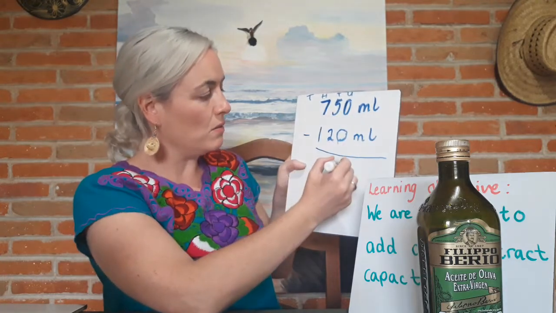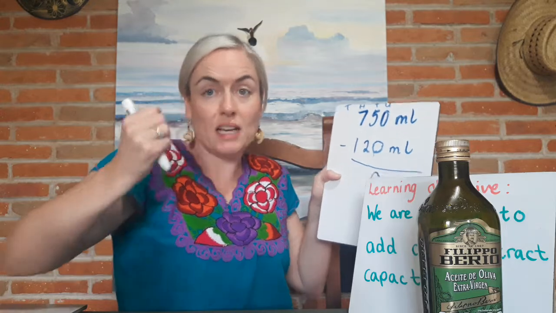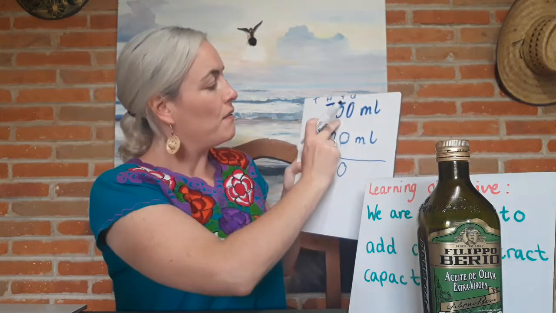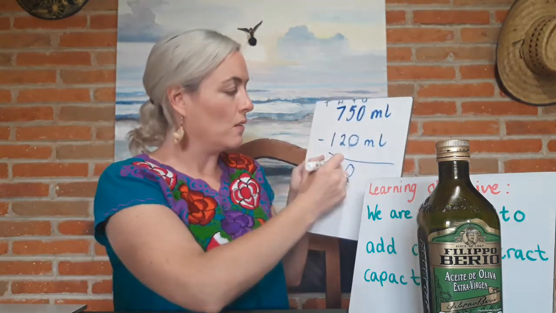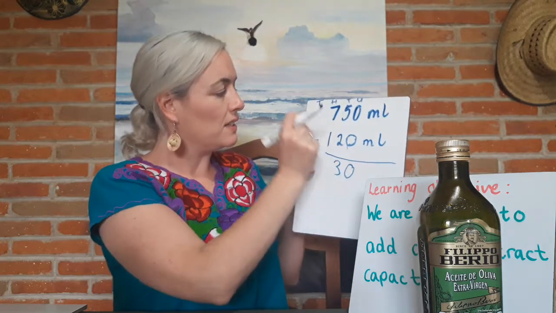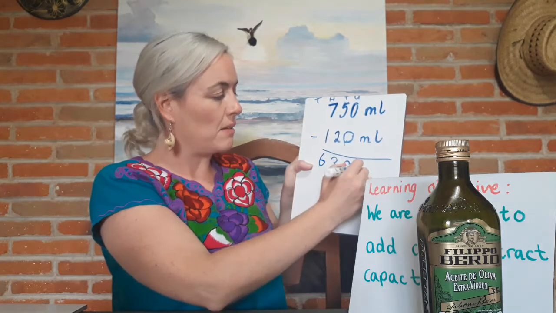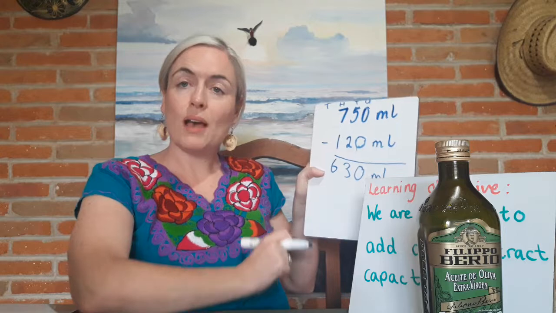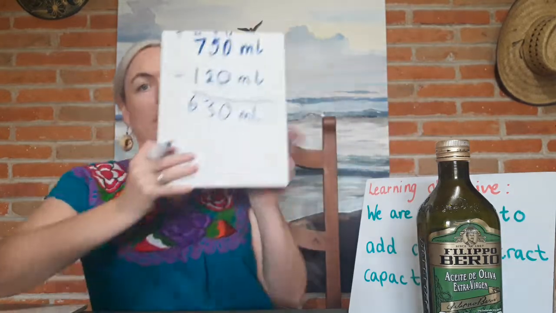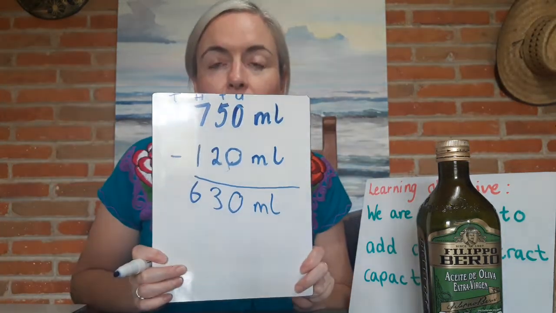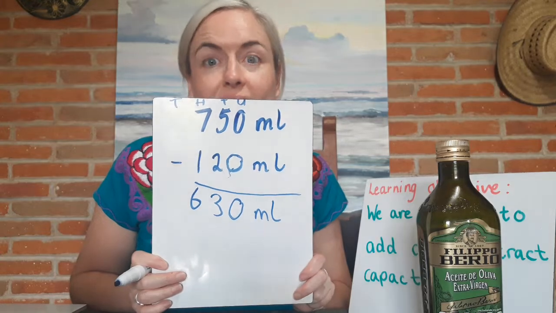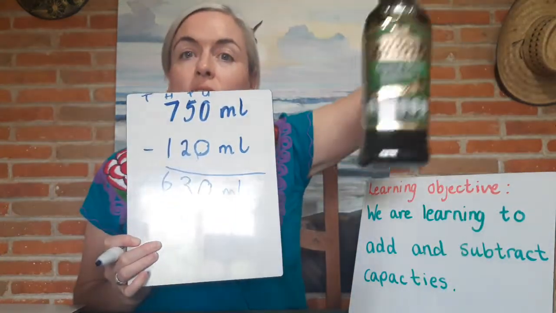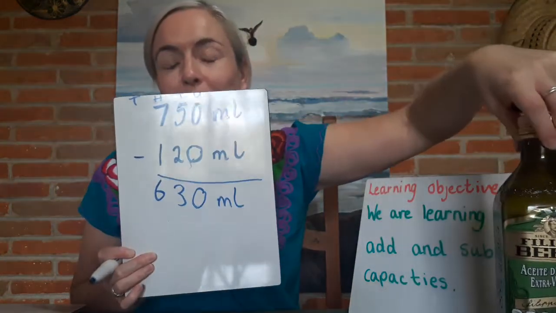0 from 0 is 0. If I have 0 and I take away 0, it's 0. 5 take away 2, we should all know that, is 3. 7 take away 1 is 6. So how many milliliters is left? 630 milliliters is left in my bottle of olive oil, so I can cook a few more times.